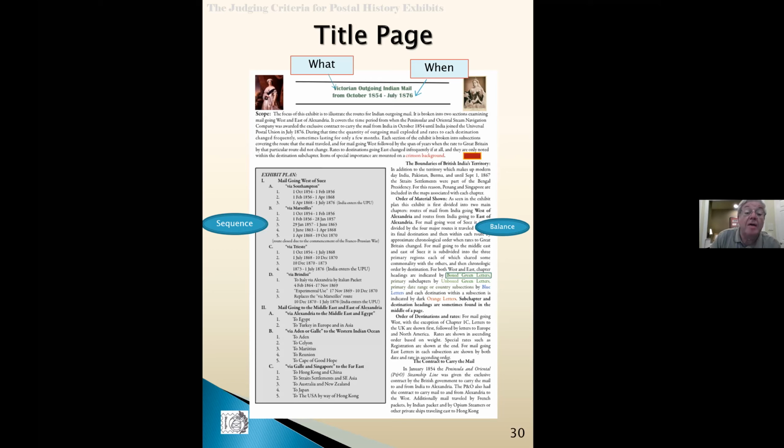That's what he says in his detailed plan here, west of Suez. And going east is east of Alexandria, Virginia. And what does that do? It gives him room to put in Egypt on the east side, Turkey and Europe, Aden, Mauritius, Reunion, Cape of Good Hope, as well as Hong Kong and China, Strait Settlements, Australia, New Zealand, Japan, and even the rare cover going from India east through San Francisco, or Vancouver, British Columbia, to the United States.